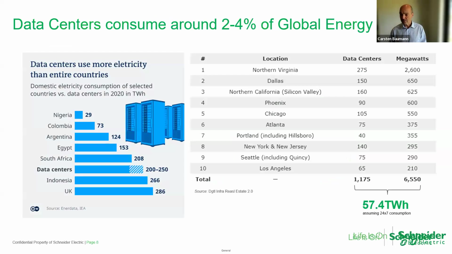When we look at the power consumption globally, depending on which research you read and trust, data centers consume around 2 to 4% of the global energy. However, it's been projected that by the end of this decade, by 2030, in the United States data centers may consume up to 10% of the US energy. On the right-hand side, these are the top 10 markets in the United States. Obviously, Northern Virginia, data center alley, has the largest congregation of data center capacity.